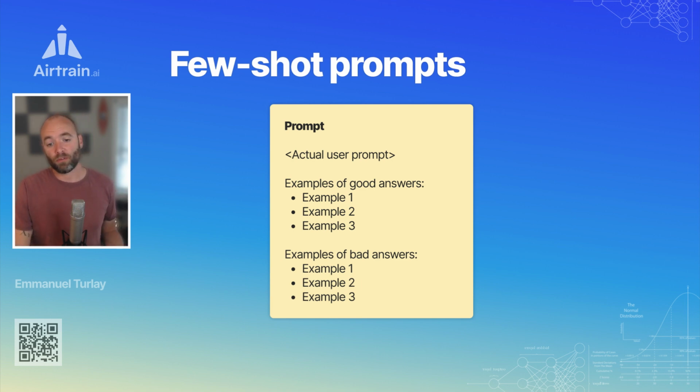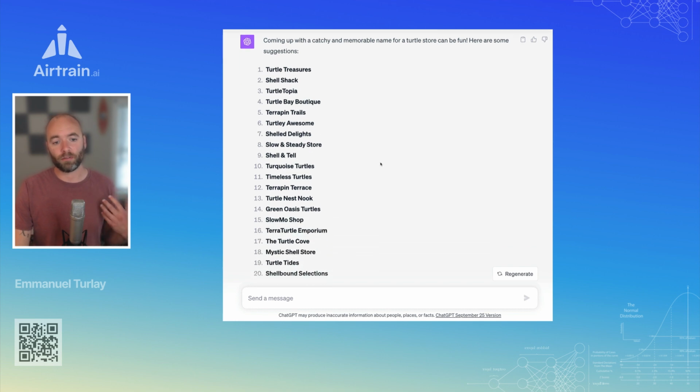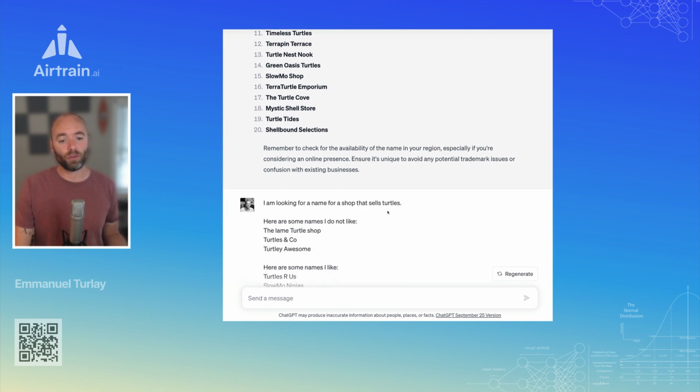For example, here's a very dumb example I came up with in GPT-4. The first prompt that I asked is, what is a good name for a store that sells turtles? This is zero-shot learning. There's just a single prompt, really dumb. And GPT-4 comes up with a list of names. Some of them are pretty good, some of them are bad. So how do I guide GPT-4 to know which names are good and bad? This is what they call few-shot learning.